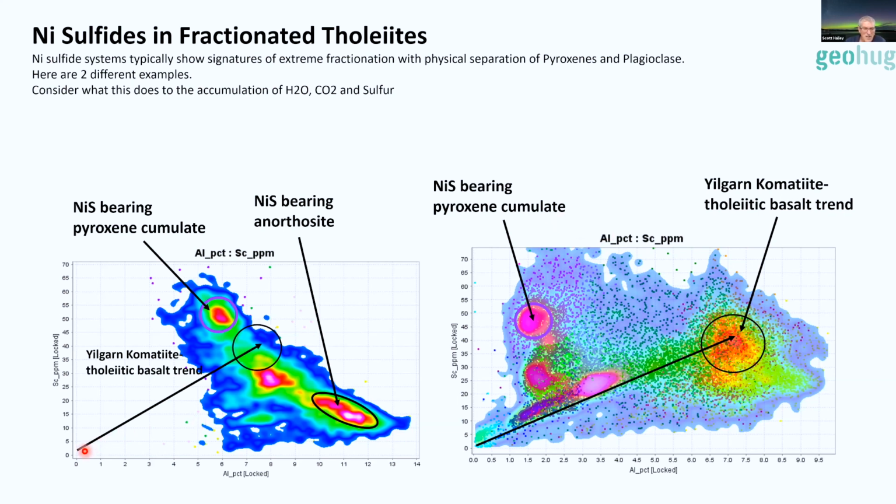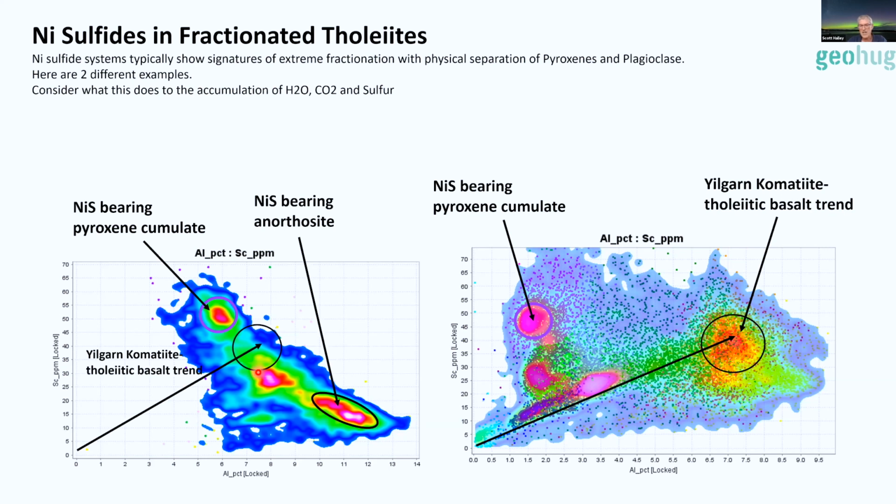Here's another one. Here's the tholeiite signal. Here's the komatiite signal. And this is a series of chonoliths. So these are like magma tubes. And we can see some of these magma tubes are full of anorthosite. So this is an accumulation of plagioclase. And some of these are full of pyroxenite.